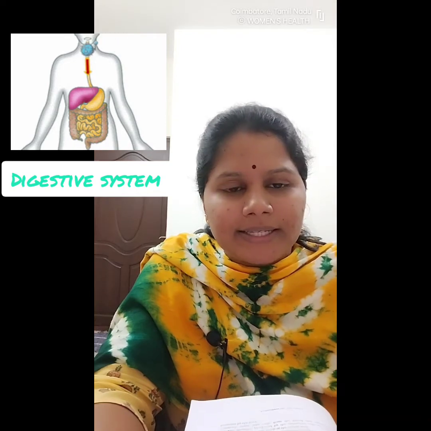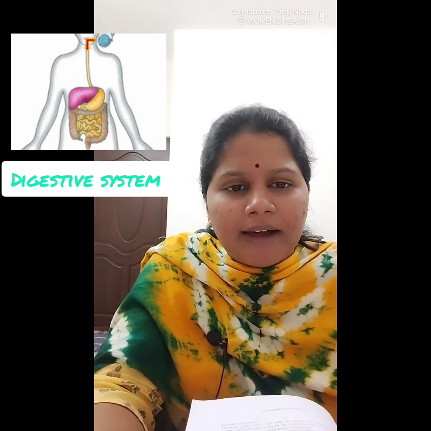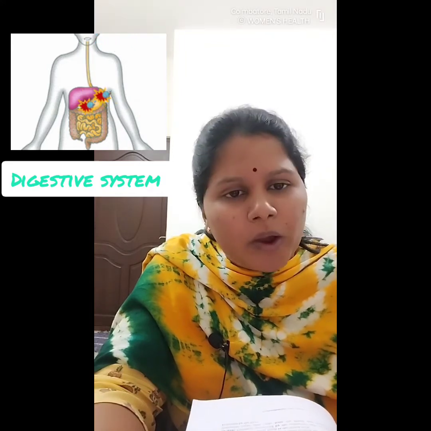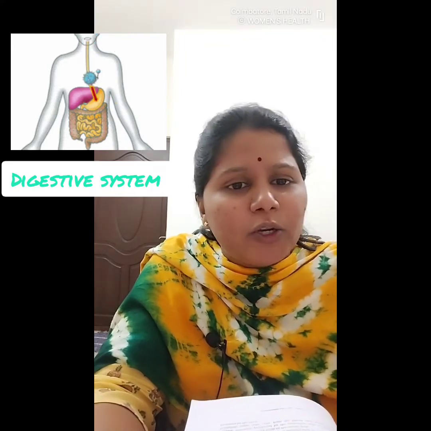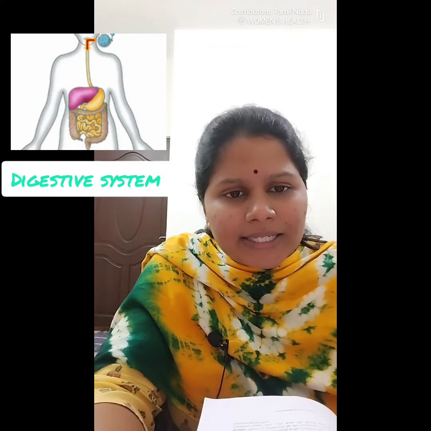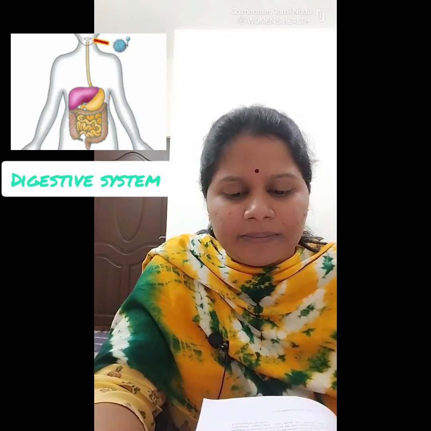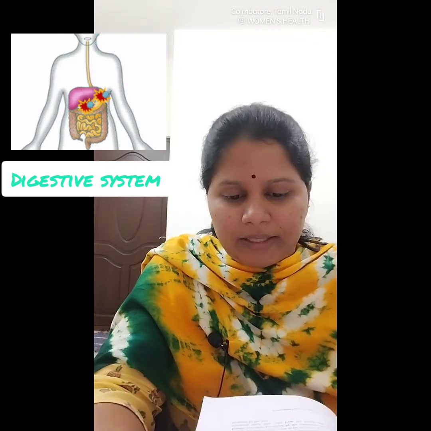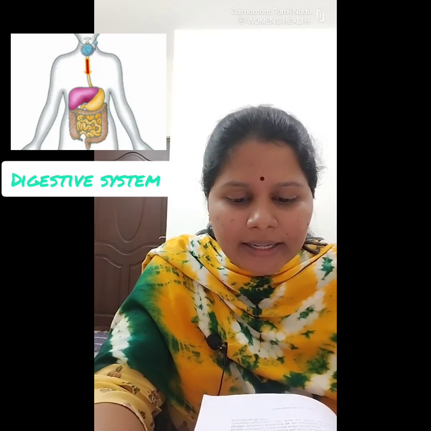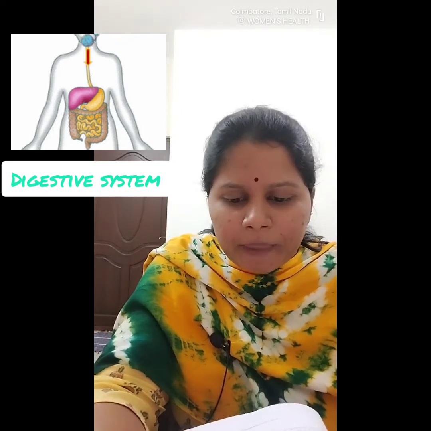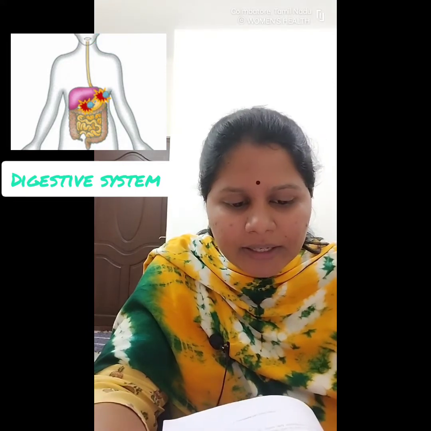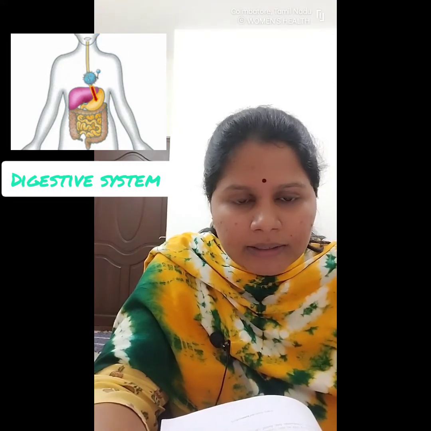The small intestine is 7 meters in length. We have three divisions: the duodenum, jejunum and ileum, of 2.5 meters, 2.5 meters and 2 meters. Then colon, which is otherwise called the large intestine, is 5 feet in length. Then cystic duct, which connects the gallbladder and the liver. Then common bile duct, which connects the gallbladder, liver and the digestive tract.